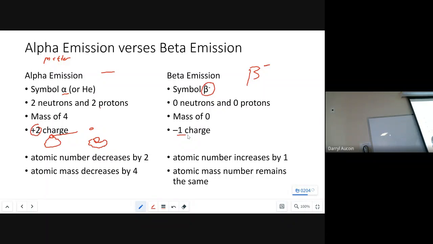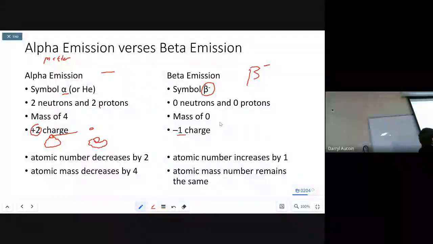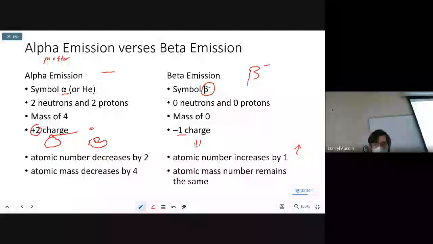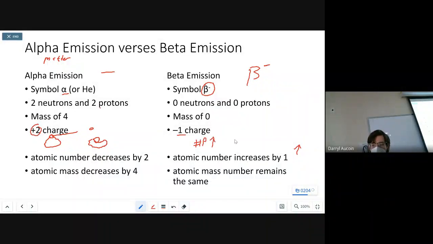That -1 charge particle being released is going to change our atomic number as well. But for betas, you're changing your atomic number by going up. So your atomic number is going to increase, so the number of protons goes up, and the number of neutrons goes down. Proton number goes up by 1, neutron number goes down by 1. Overall net change of 0 in the mass, right? If you lose a neutron but gain a proton, the overall number of protons and neutrons together doesn't change. So the total mass stays the same.